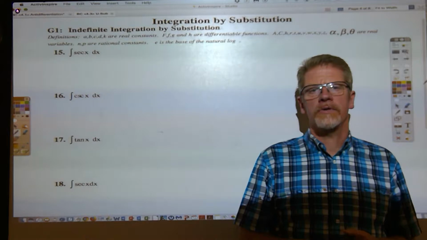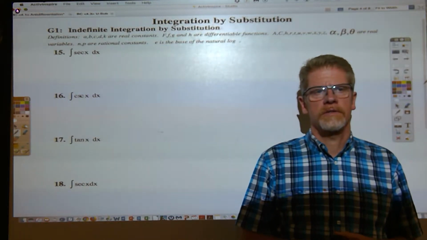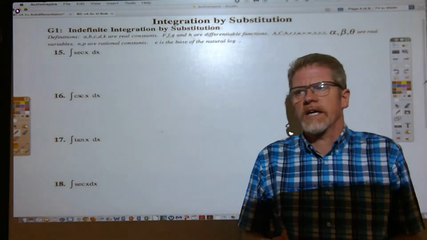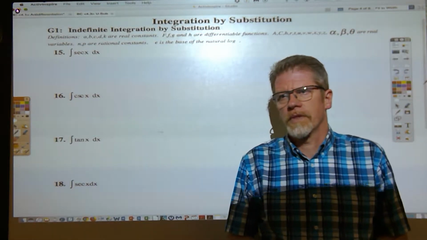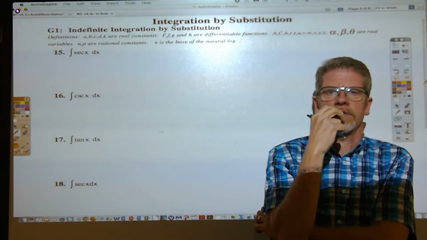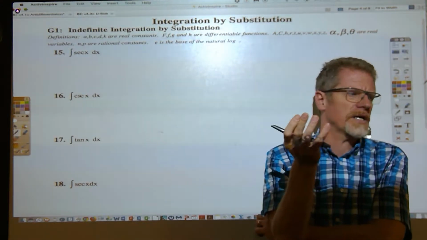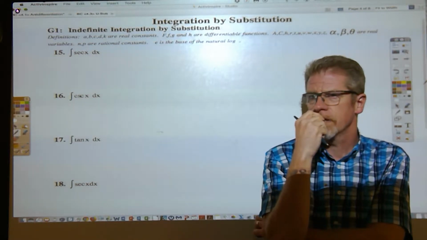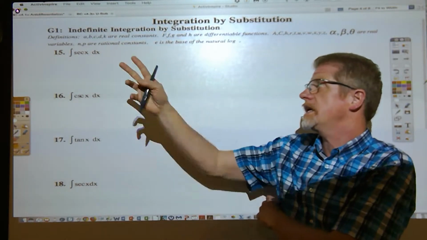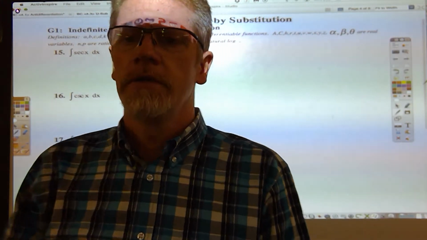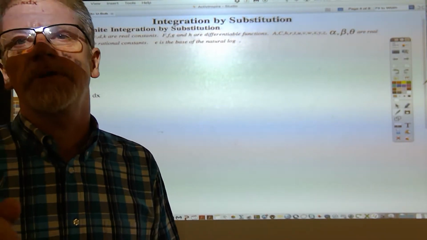You think about the people who have wrestled over the centuries finding the antiderivative of secant x. I mean, we know the derivative of secant x is secant x tangent x. But what family of functions has a derivative of secant x? It doesn't seem like there's any that come to mind quickly. But it turns out that if you multiply secant x by the number 1, it's a special form of the number 1.